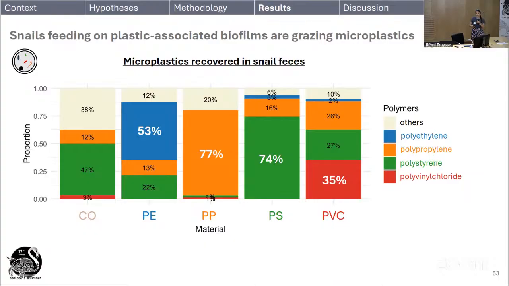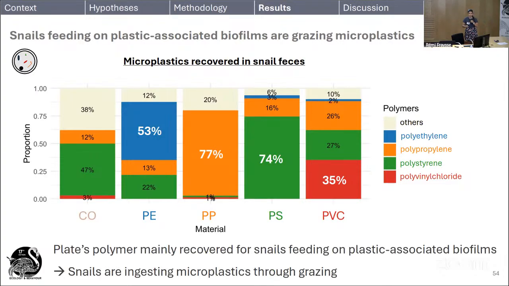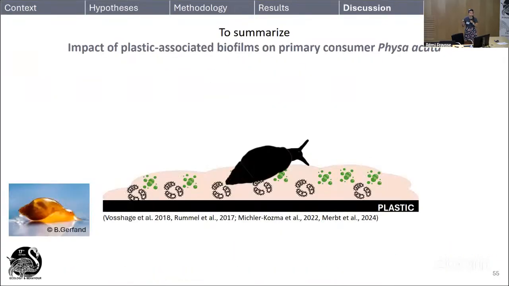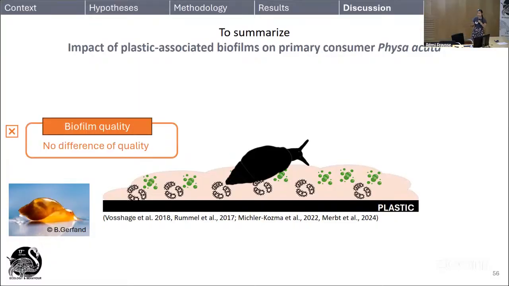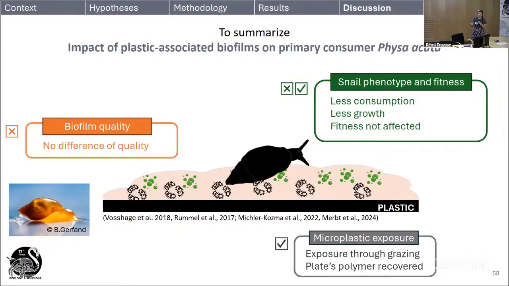For all those snails feeding on plastics, we recovered the plate's polymer as the main polymer in their feces. So these snails are actually ingesting microplastic through grazing. So to summarize these results, regarding the biofilm quality, we didn't see a strong difference on plastics compared to control. But we saw that snails feeding on the plastisphere were consuming less biofilm and were also growing less, but their fitness was not affected. And we saw that snails were exposed to microplastic through grazing and that we could recover the plate's polymer mainly in their feces.